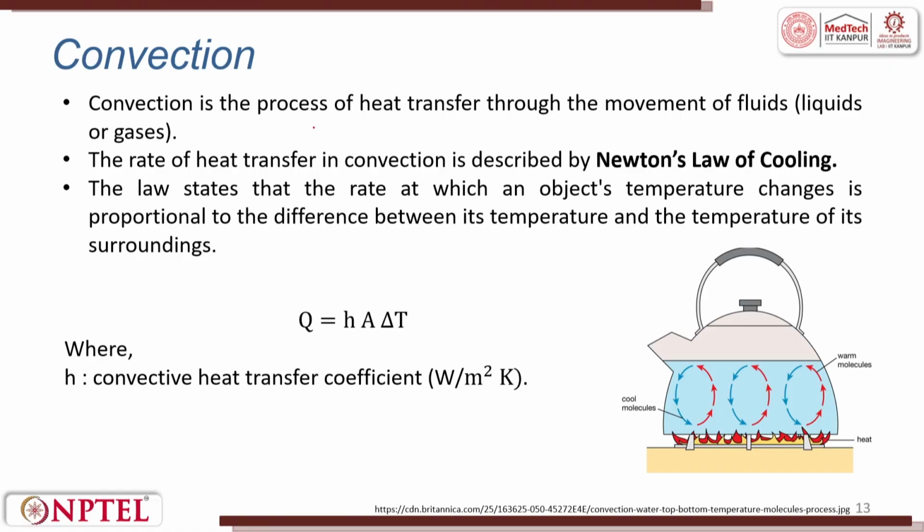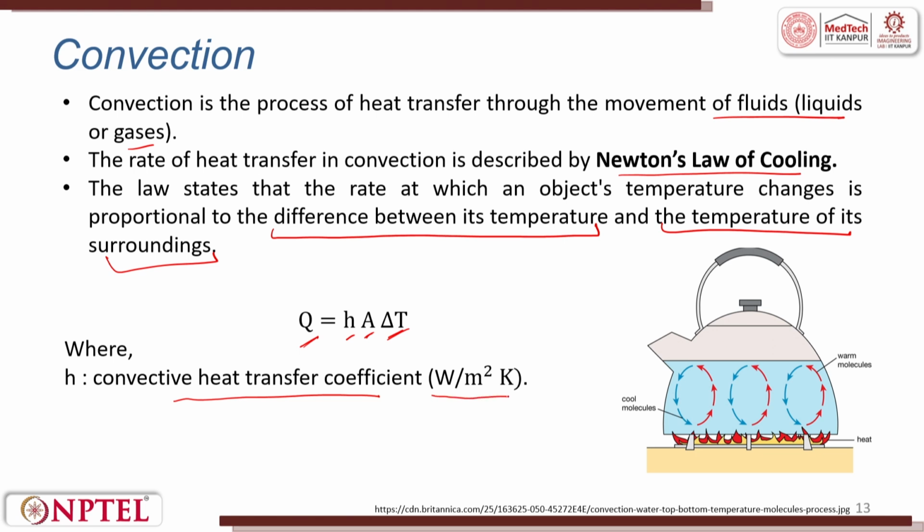Convection is the process of heat transfer through movement of fluids, that is liquids or gases. The rate of heat transfer in convection is described by Newton's law of cooling. The law states that the rate at which an object's temperature changes is proportional to the difference between its temperature and the temperature of its surroundings. That is, it simply says the rate of heat transfer Q is equal to H into A into delta T, where A is the area of cross section, delta T is the difference between the temperature and the temperature of the surroundings, and H is the convective heat transfer coefficient in watts per meter square Kelvin. This you have discussed already.